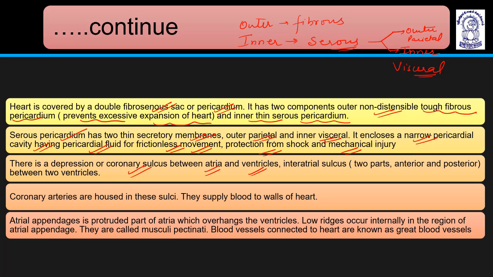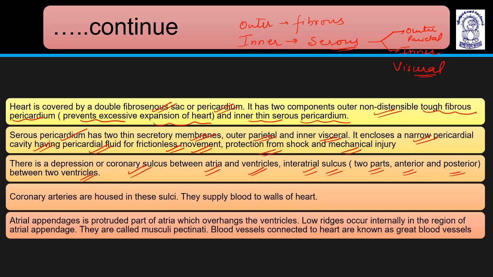Between the atria and ventricles there is a depression known as the coronary sulcus. There are also the interatrial sulcus and the interventricular sulcus. The interventricular sulcus has two parts, anterior and posterior, between the two ventricles.